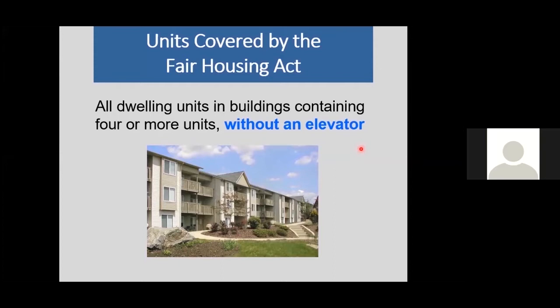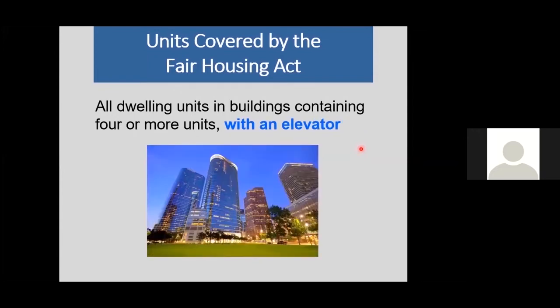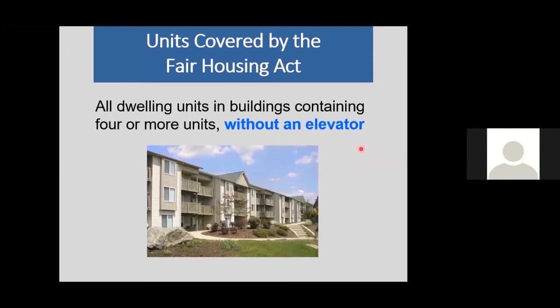So it isn't a minimum percent. It isn't a ratio based on a certain number and then it kicks in a minimum number. If this structure has 4 or more units, then we have to look at the Fair Housing Act. It could be a high rise with an elevator. Every single unit is covered. Or it could be a walk-up building. This law does not require the presence of an elevator. So it could be a walk-up building, and that would make the ground floor units required to comply.